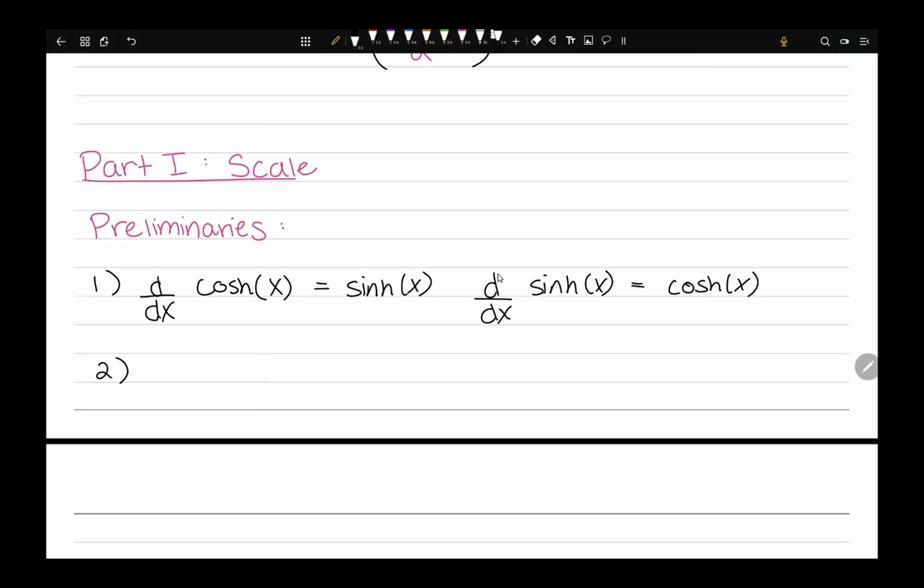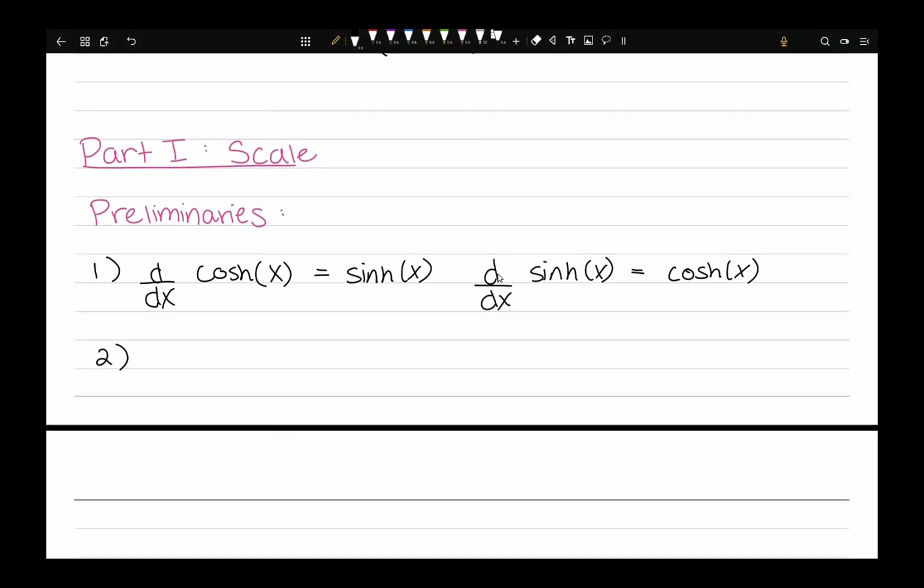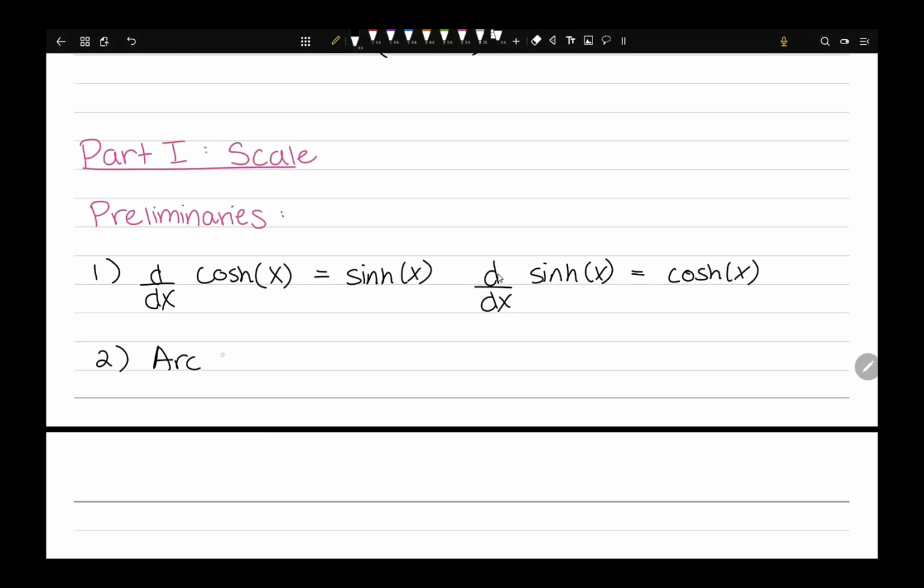All right, and then the second thing that we'll need is the arc length formula for a 1D function, which is this. The arc length is going to be the integral on some interval a to b of the square root of 1 plus f prime of x squared dx. So that's the arc length of a function f of x.